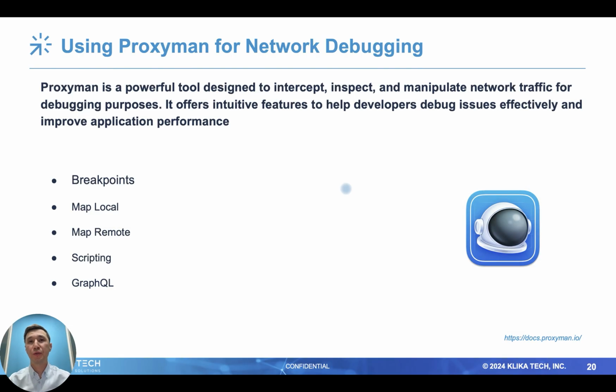Please see their websites, as their prices might be updated. I personally use Proxyman. It's a great tool, especially for Mac users, because it has a UI interface, and it's designed to intercept, inspect, and manipulate network traffic, especially for debugging purposes. There are many features that Proxyman offers, but in my opinion, the key features are breakpoints, map local, map remote, scripting, and GraphQL, and let's dive into each one of them.